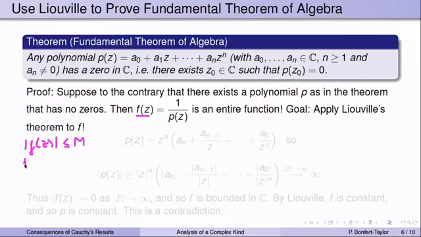We can do that by showing, in turn, that the absolute value of p of z, which is 1 over f of z, is greater than or equal to some constant, bounded away from 0. If that is the case, then f of z, which is 1 over p of z, is bounded above. So that's our goal now.